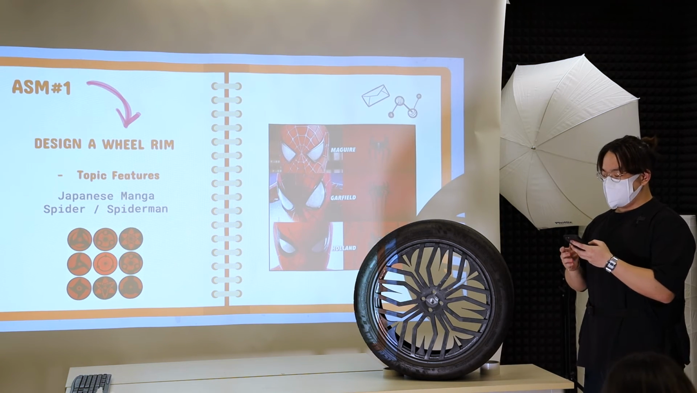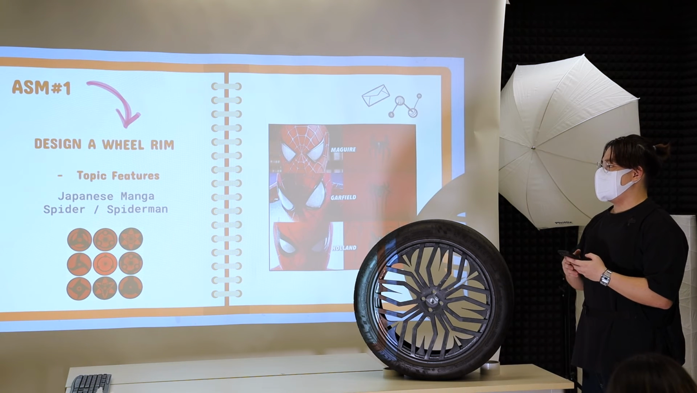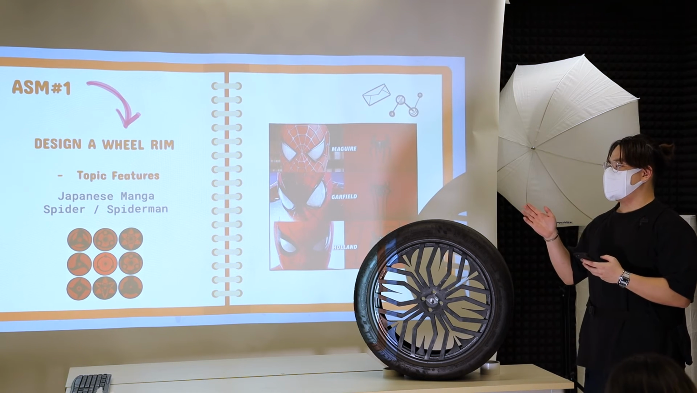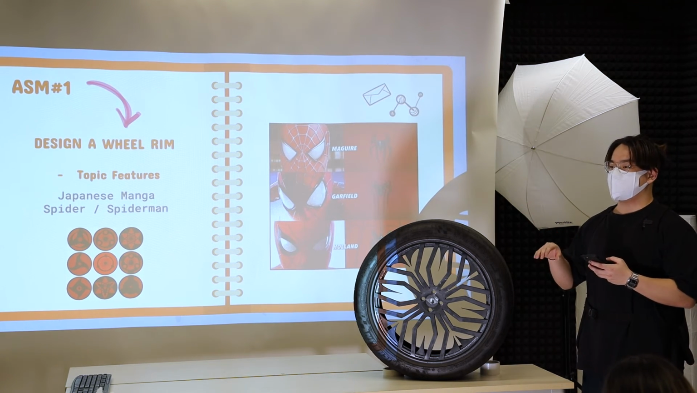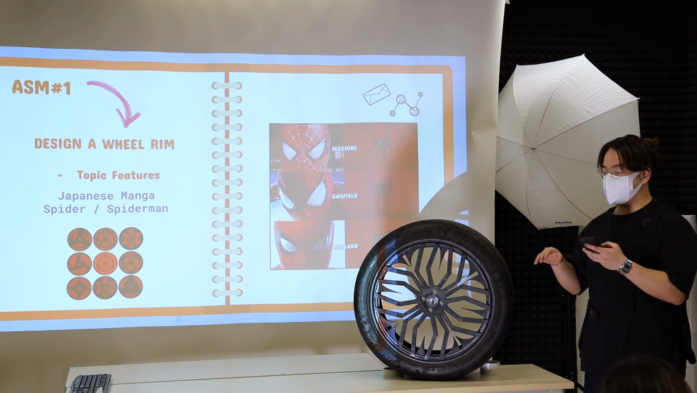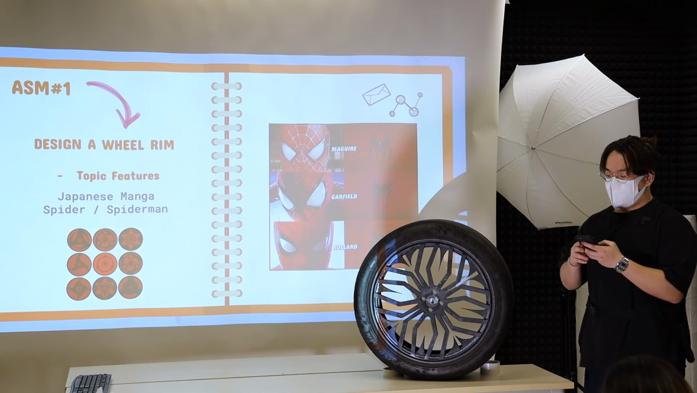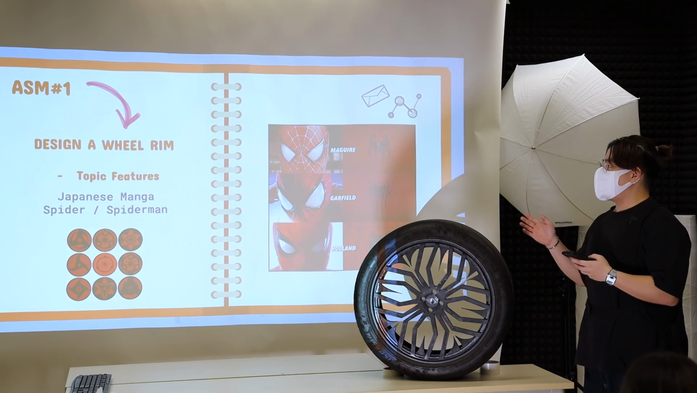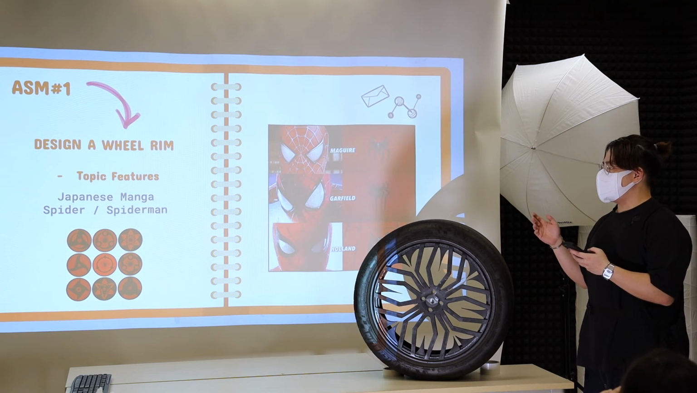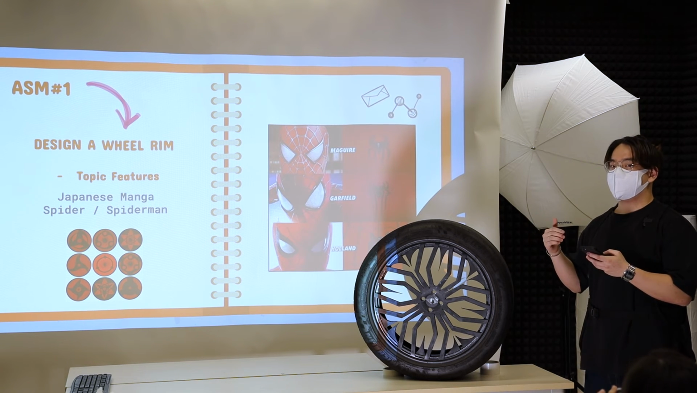My inspiration is from some Japanese manga, and the eyes are the same as the design of the wheel, which is also rotational symmetry. Besides, using a superhero as the topic is uncommon and cool, so I decided to use a spider for the topic.